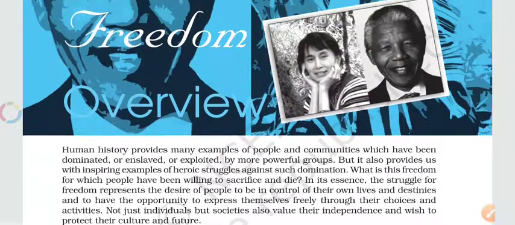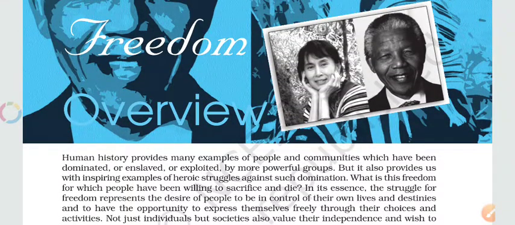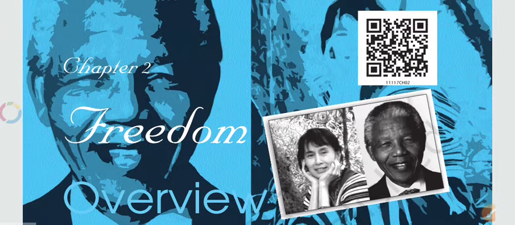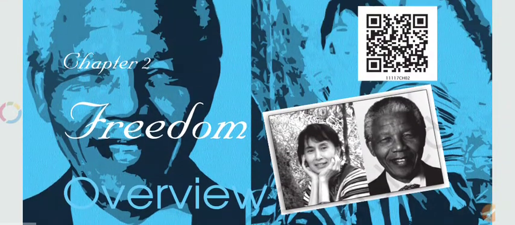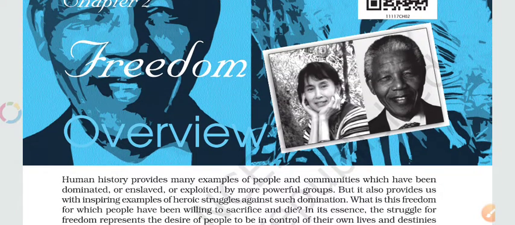This is chapter 2 of political science. So let us discuss what freedom is and what it means to a society. Okay, on the first page of the chapter you can see two pictures. One is of Nelson Mandela, and the second is Aung San Suu Kyi from Myanmar. This is just for information.